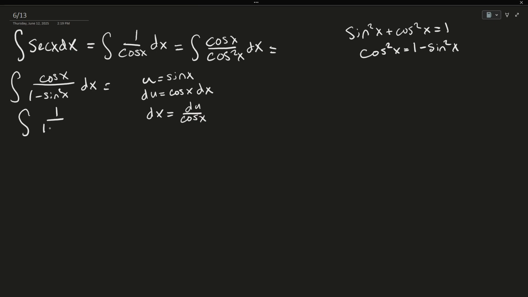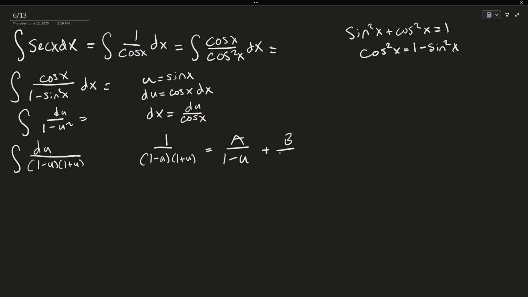So now we simply have this relatively simple integral here. Notice this is a difference of squares, so we can rewrite this. This will become 1 minus u, then 1 plus u. Alright, so now we need to use partial fraction decomposition, so I'll set this up here. Since we just have du, we have 1 divided by 1 minus u times 1 plus u equals a divided by 1 minus u plus b divided by 1 plus u.